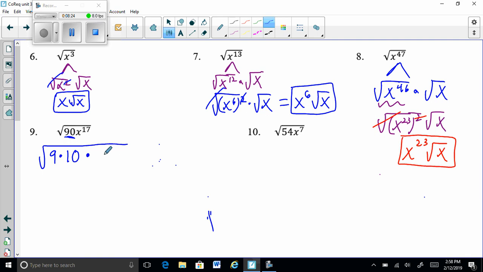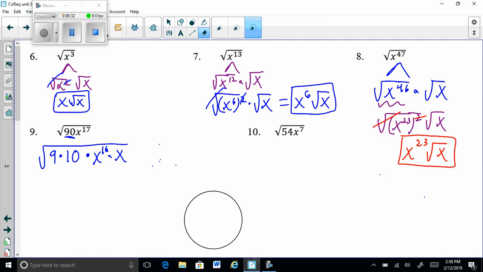And then the x to the 17th, I'm going to write that as x to the 16th times x. So I took one of those x's off from the x to the 17th power, and I just put one off to the side. If you were to multiply this back together, you'd go right back to x to the 17th power.